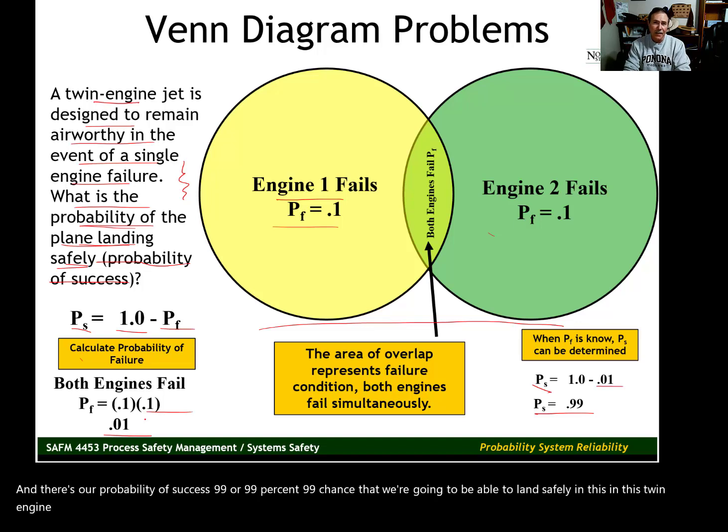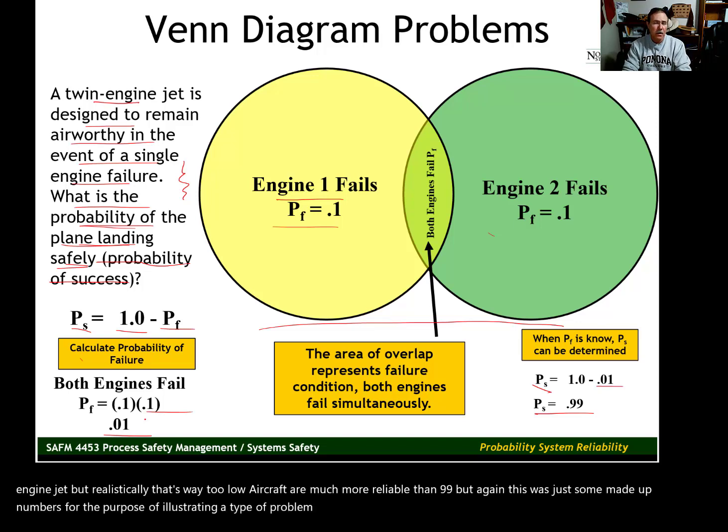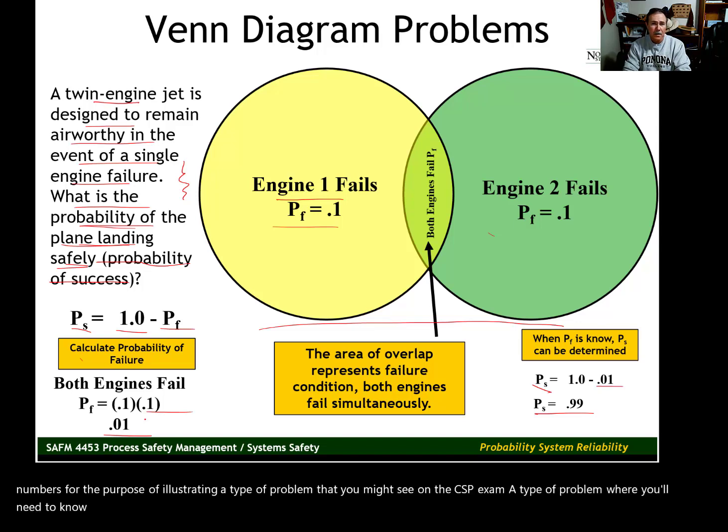Which realistically, that's way too low. Aircraft are much more reliable than 99%. But again, these were just made-up numbers for the purpose of illustrating a type of problem that you might see on the CSP exam. A type of problem where you'll need to know what a Venn diagram is, a little bit about probability, and the multiplication rule.